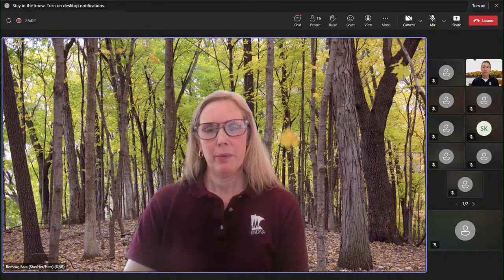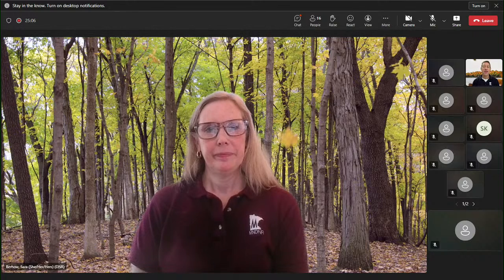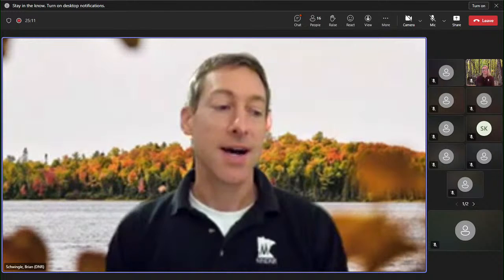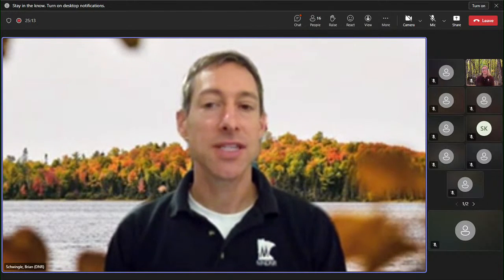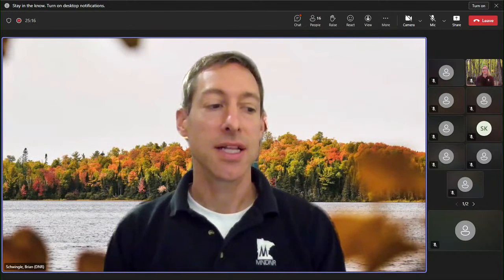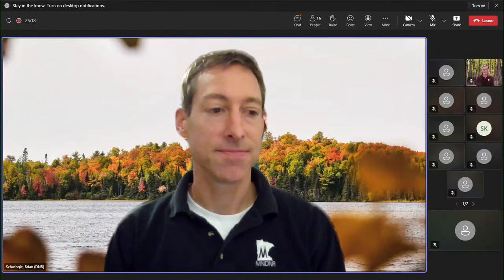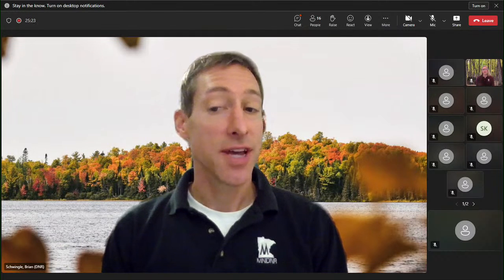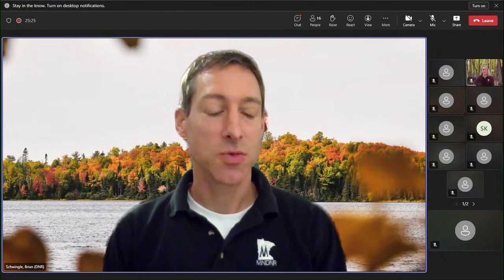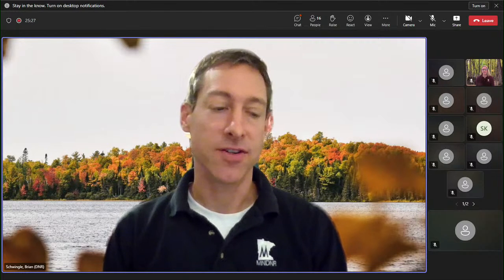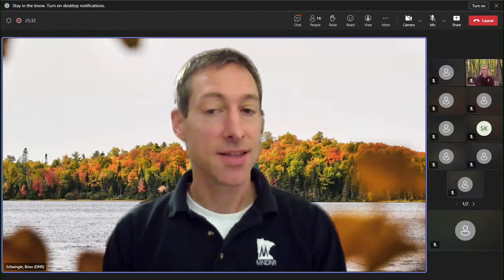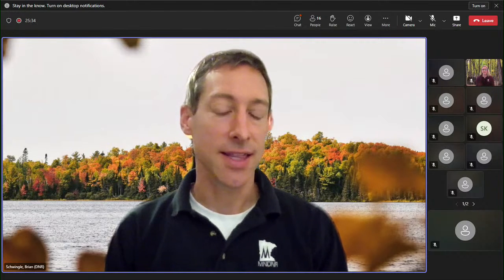Adam has asked, do big temperature swings make a difference? Big temperature changes do make a difference. I believe they actually speed up the leaf color change process. So yes, big temperature changes would make a subtle difference in terms of how fall progresses. Again, the major driver is day length.